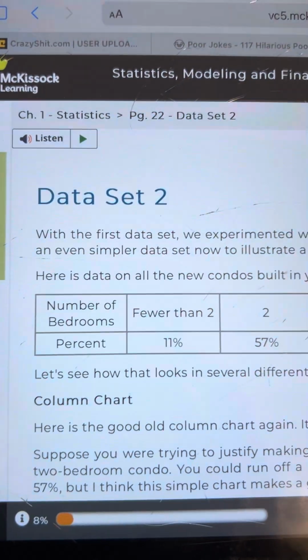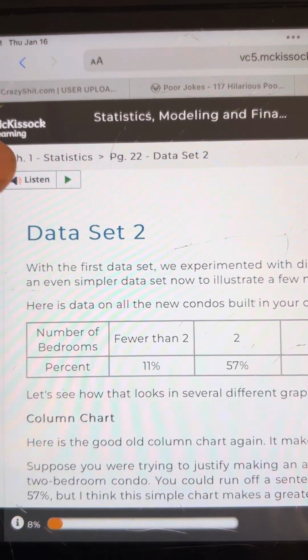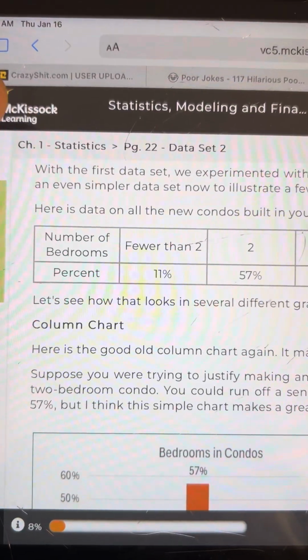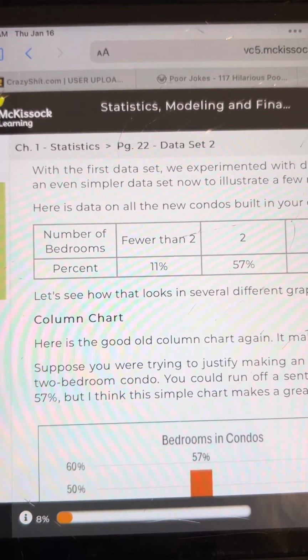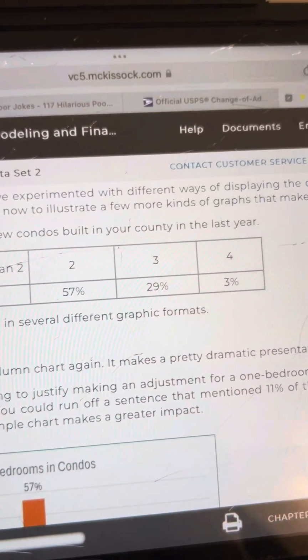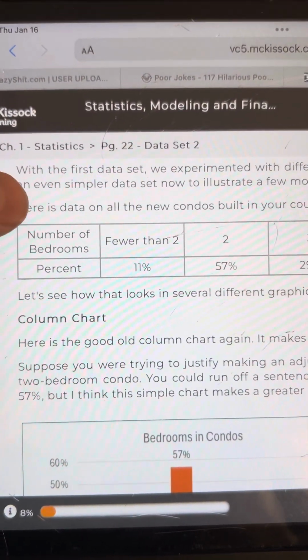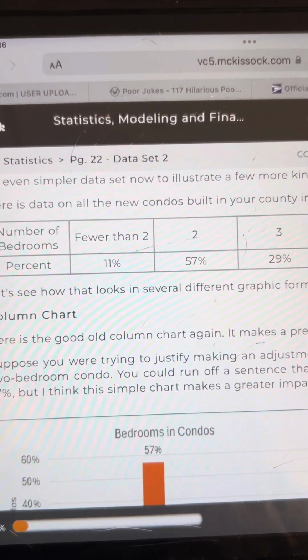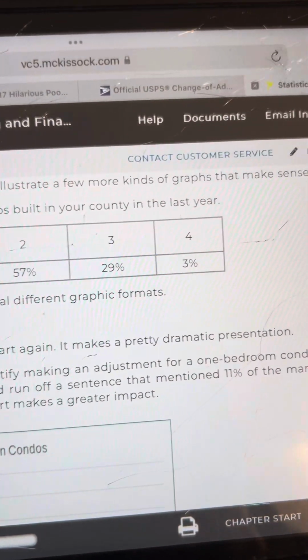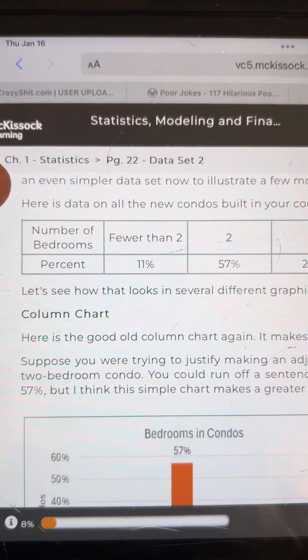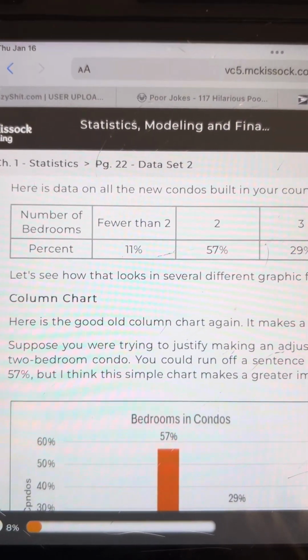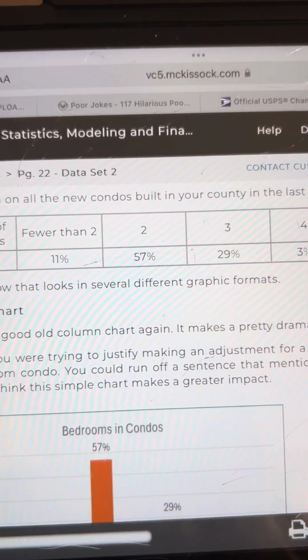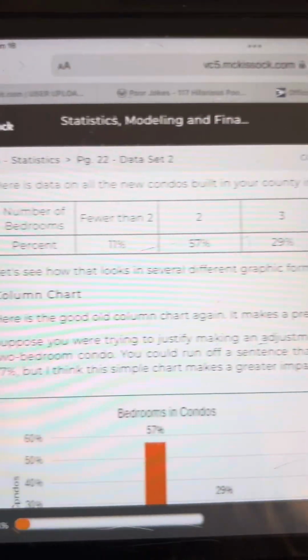Page 22. Data set 2. With the first data set, we experimented with different ways of displaying the data. Let's take an even simpler data set now, to illustrate a few more kinds of graphs that make sense. Here is data on all the new condos built in your county in the last year.